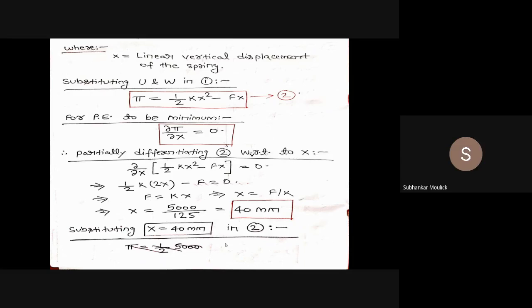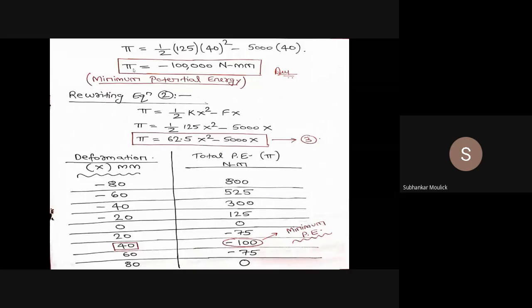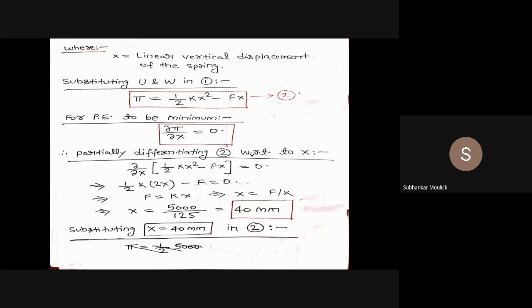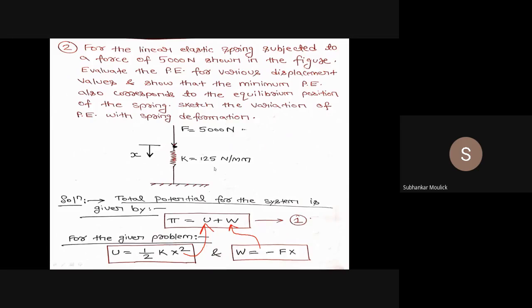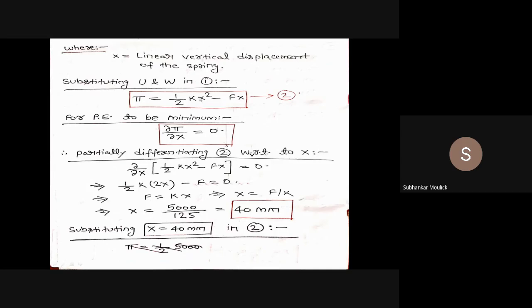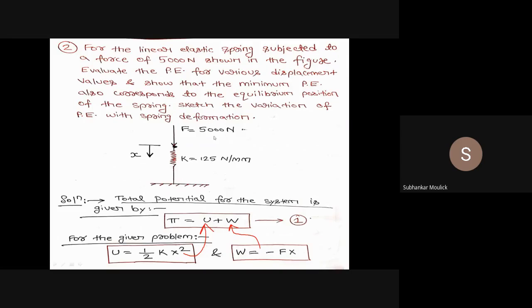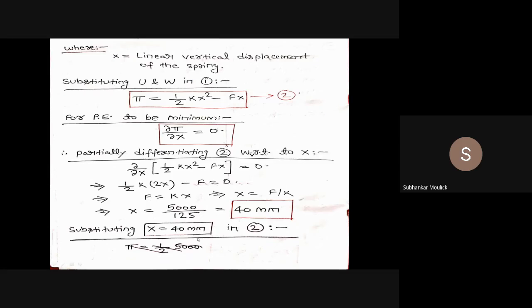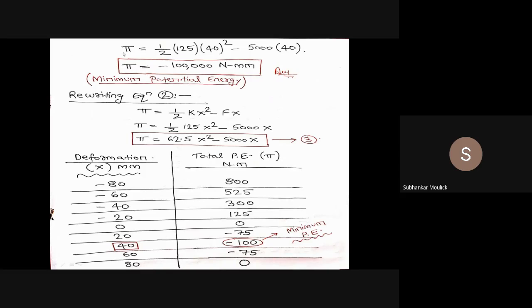So let us substitute and get the value of minimum potential energy. That is pi is equal to half into k, where k is 125 Newton per mm, into x square, x is 40 square, minus f, which is 5000 Newton, into x, which is 40. I get the minimum potential energy value pi to be minus 1 lakh Newton millimeter. This is the minimum potential energy. Or if I talk in terms of Newton meter, it will be minus 100 Newton meter.